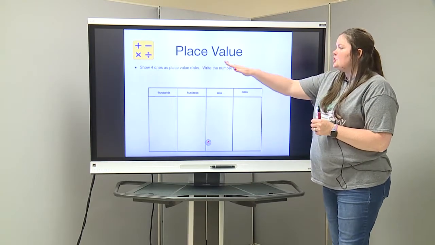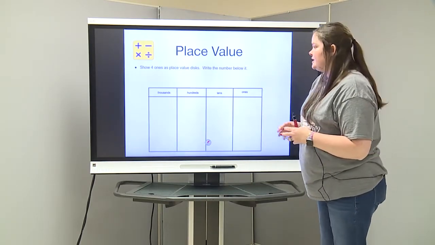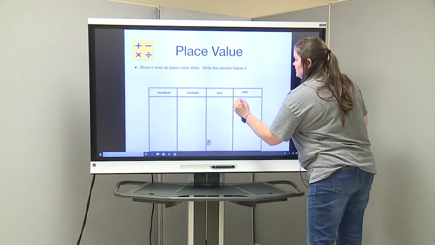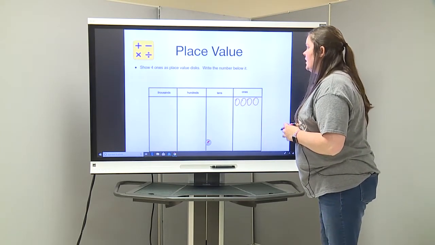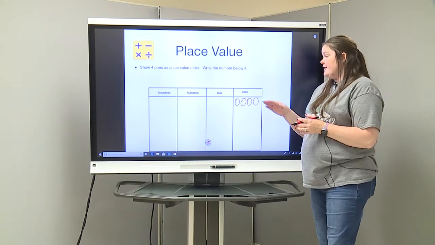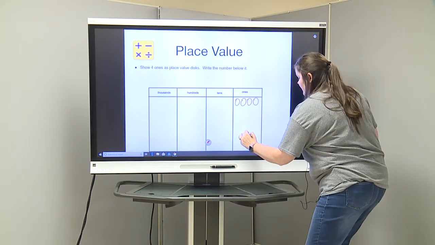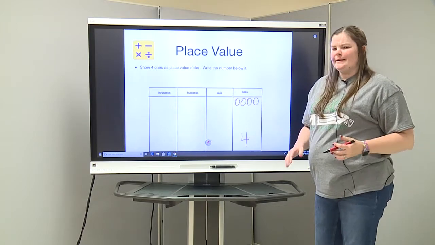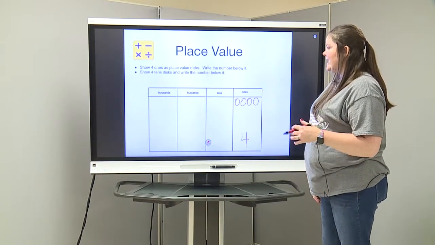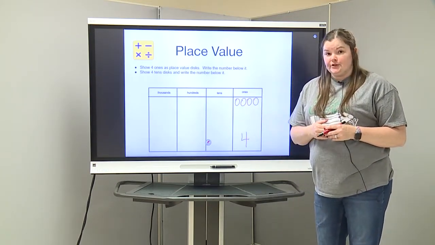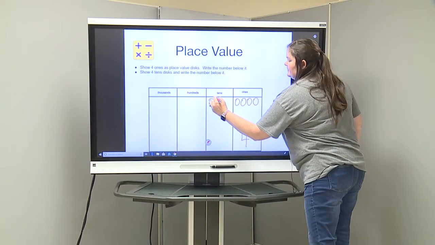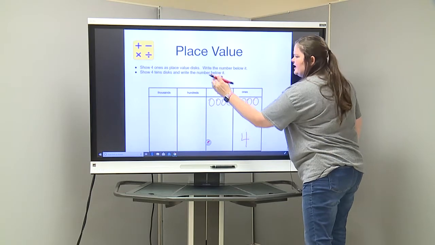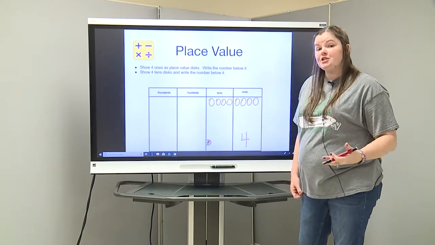So it says, show 4 ones as place value discs. So we're just going to represent our place value disc as 4 ones. Now, if I have 4 ones, I know that my number is just going to be 4. But they're going to ask us to add something to that. Now it says, show 4 tens as well. And then it also says to write the number or write the digit below that.